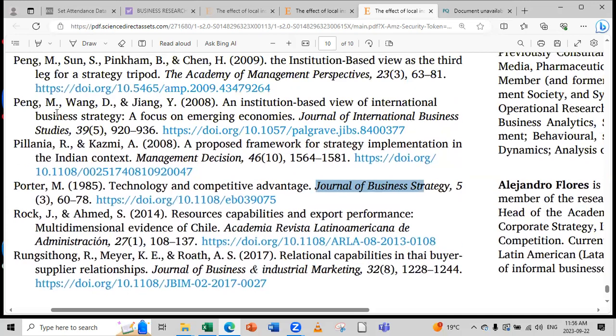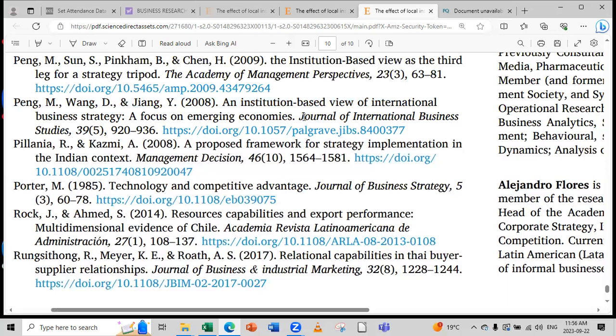Let us see another one. Ping M., Wang D., and Jiang Y., in 2008. An Institution-Based View of International Business Strategy. This is the title. So first the name of the author, then the title, with a comma between them. Then here is the source.